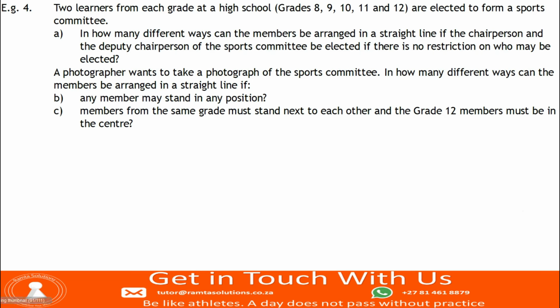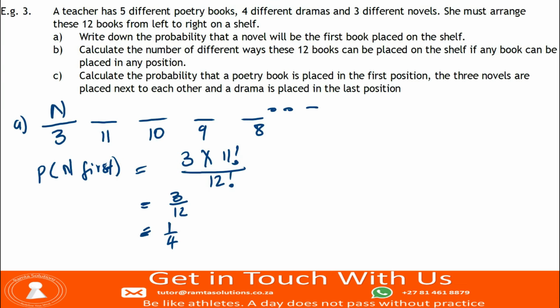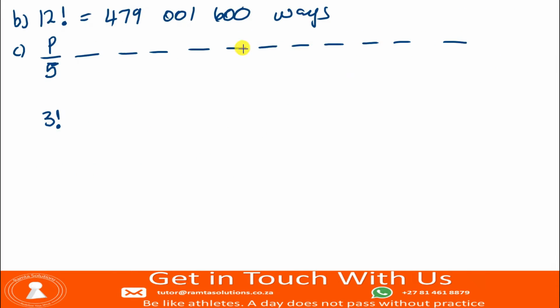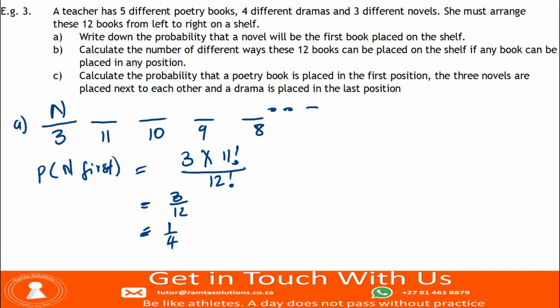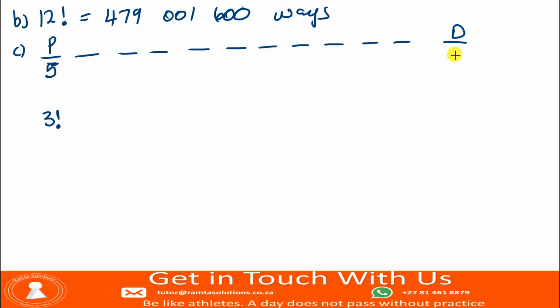What else did they say? Now, the 3 novels are placed next to each other and a drama is placed in the last position. How many drama books are there? There are 4 drama books. So we choose one of the 5 poetry books and we choose one of the 4 drama books. So in total, there are 12 books.